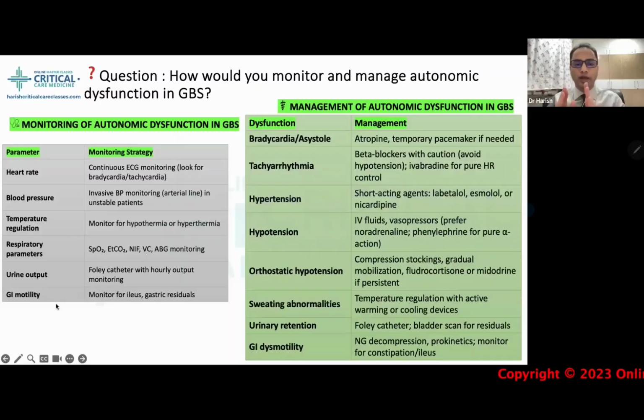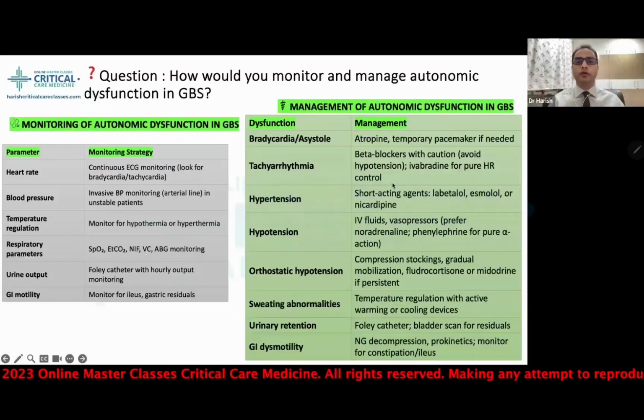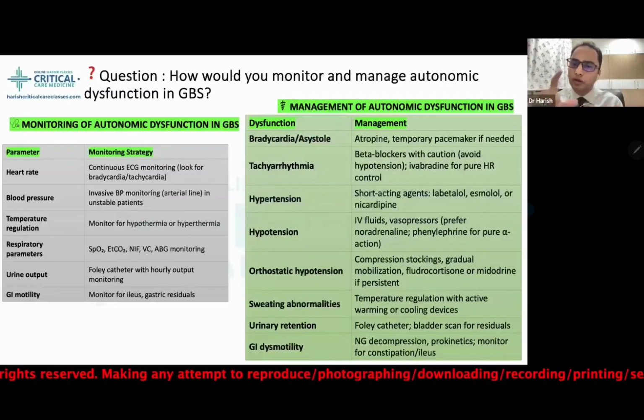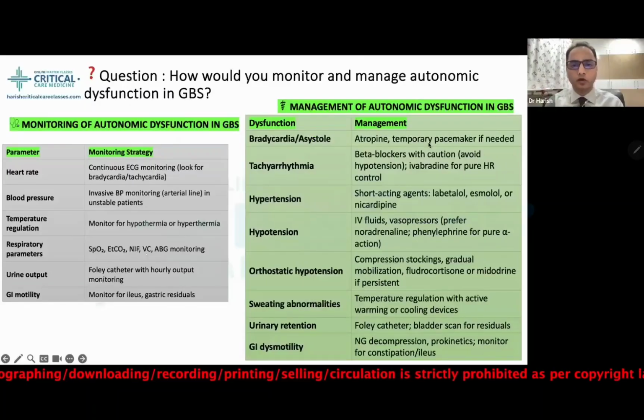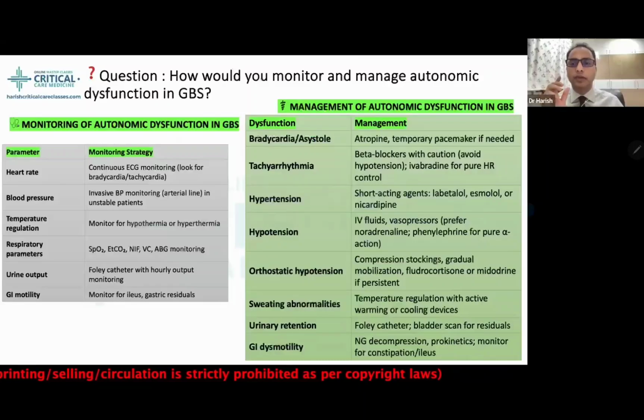GI motility: they can have ileus, where gastric residual is going to be increased, or they can have diarrhea also because of the autonomic dysfunction. Those are the parameters you need to monitor. In terms of therapy for autonomic dysfunction, remember if they have bradycardia or asystole, always keep atropine ready, filled in a syringe. The examiner is going to ask this. Sometimes a patient is having too many episodes, so better to keep a temporary pacemaker inserted. That is very important.